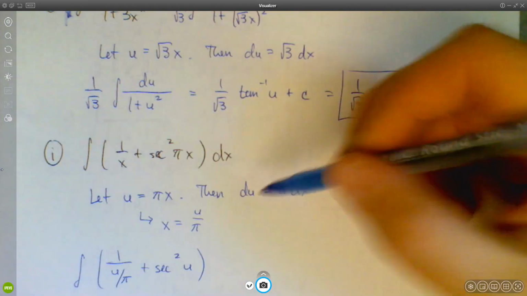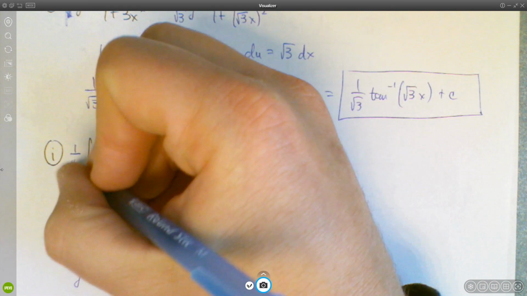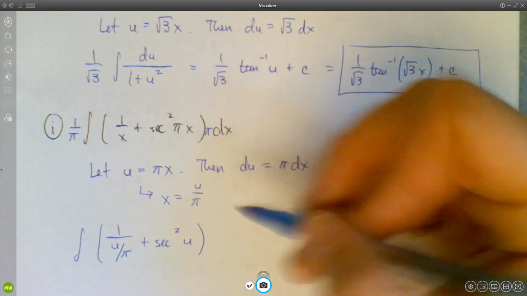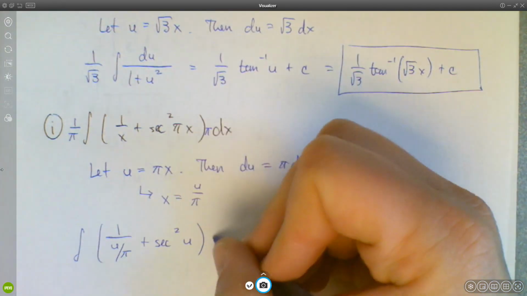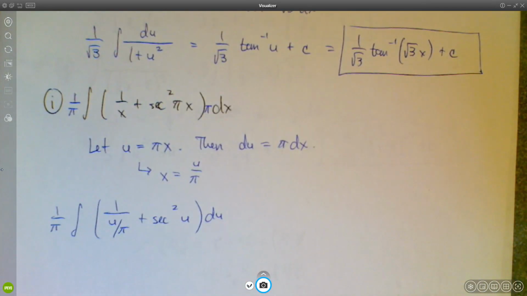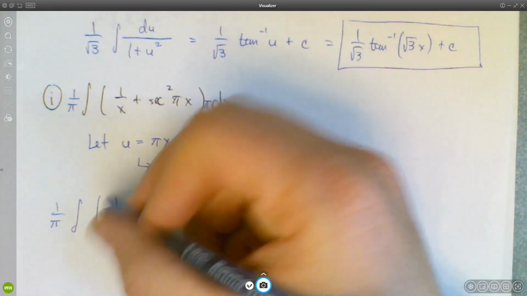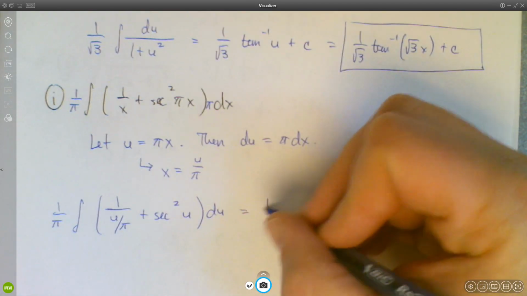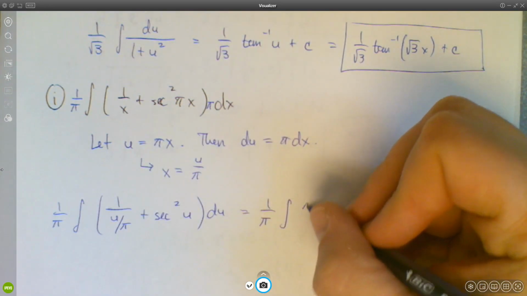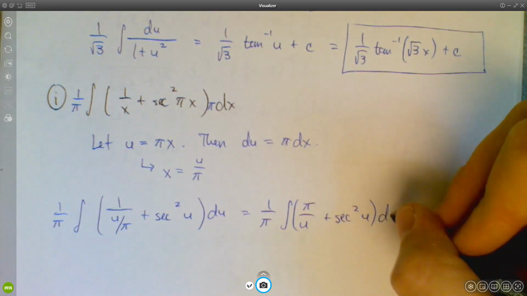Oh, and what do I do about this dx business? So du is pi dx. So I can put a pi here as long as I put a 1 over pi there. So then this is going to be replaced with du, but I need to have a 1 over pi come along for the ride. Alright, so this is kind of bothering me now. So I've got 1 over pi. I can put the pi up in the numerator. Pi over u plus secant squared u du.